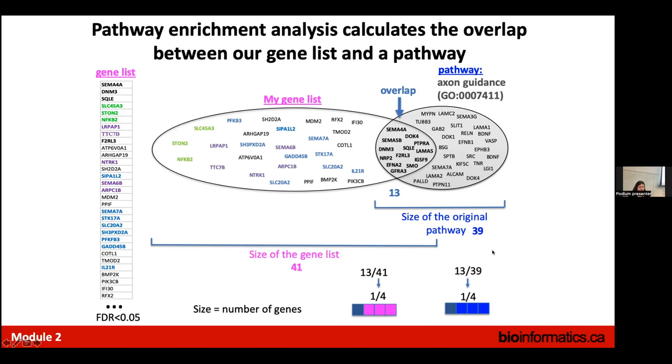Now what we can see is that 13 divided by 39 is about one quarter. So one quarter of the pathway is in the overlap, which is quite large. And for the gene list it is the same, so about one quarter of the gene list is shared with this pathway. So let's say this is the first measurement, the first step to calculate the enrichment analysis.